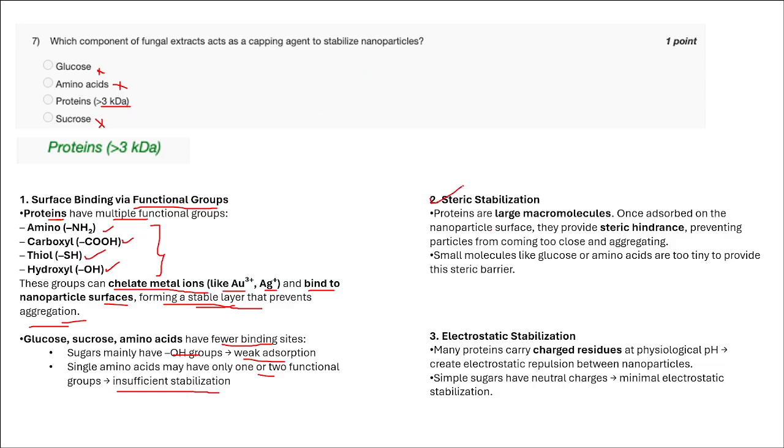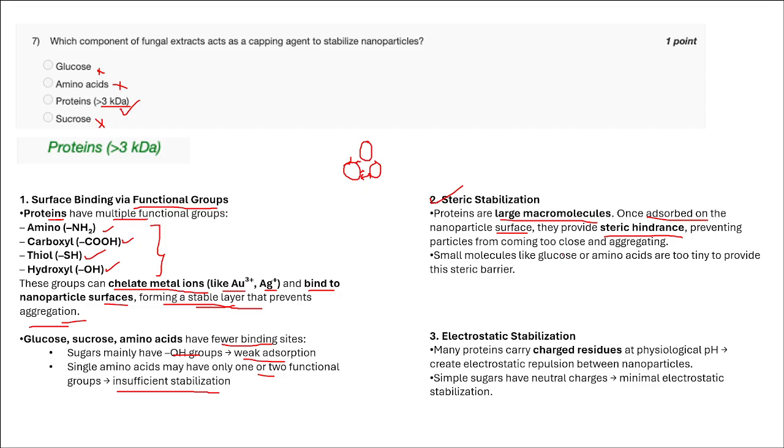The other factor is steric stabilization. As you can see here, it's clearly mentioned greater than 3 kilodalton. So proteins are large macromolecules. Once adsorbed on the nanoparticle surface, they provide steric hindrance. Suppose this is your nanoparticle, and suppose there are small molecules with no proper binding. Then whenever there are similar nanoparticles, there would be much less repulsive force, and they would tend to aggregate.